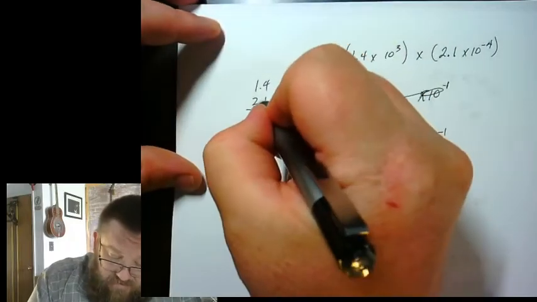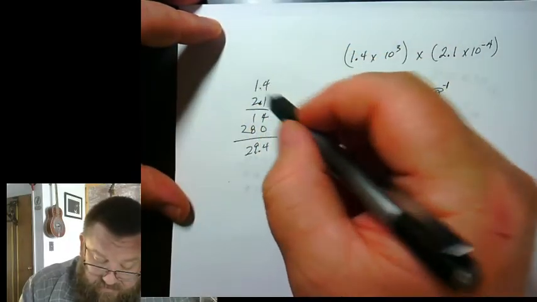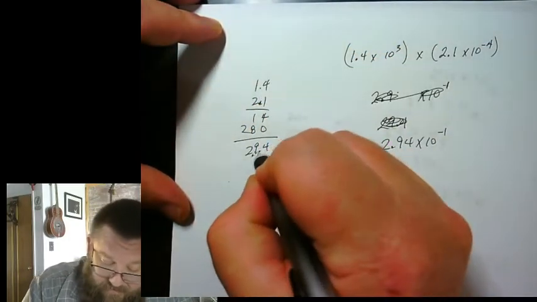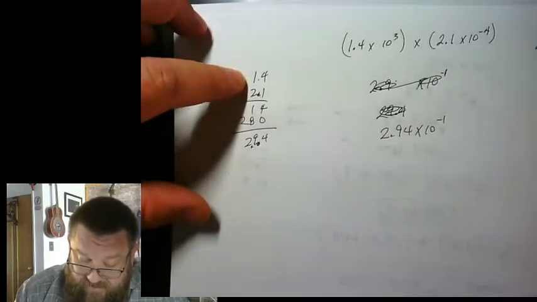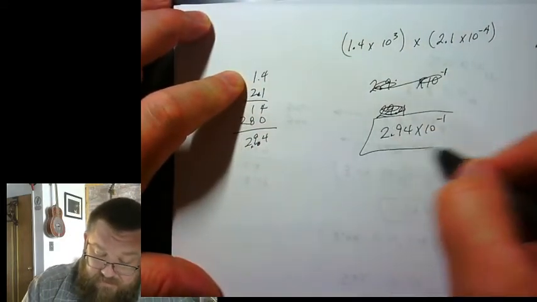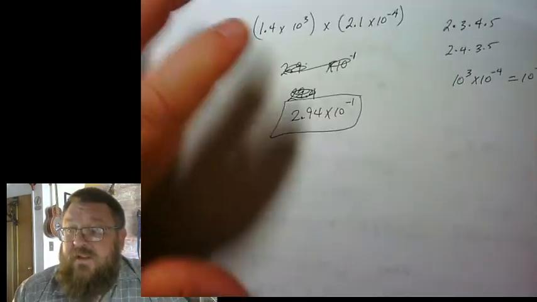The reason it's right, because we're multiplying. So then 2 decimal places. Yeah, so 2 decimal places. I did it. I got confused with adding right there. So anyway, 2.94 times 10 to the negative 1. Boom, boom, done. Dang, bro.